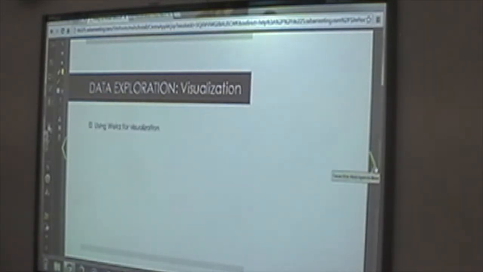So what I really want to get to is this last slide, which is now going into Weka and using Weka itself to take a look at our visualizations. So I will stop this.